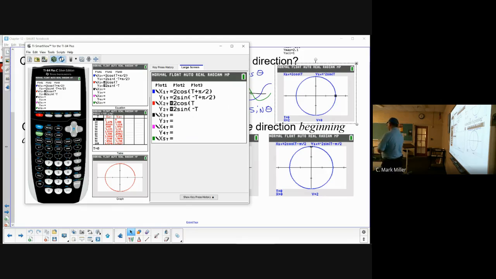What is that? Everywhere in a function, if you want to shift it to the right 3 units, you substitute x with x minus 3. You don't just add 3 to x everywhere, or subtract 3 from x, because that's not going to work. That's not going to work, trust me. What did we do here? We just added pi over 2 there. That's not how you do it.